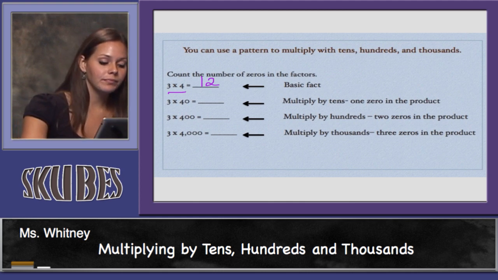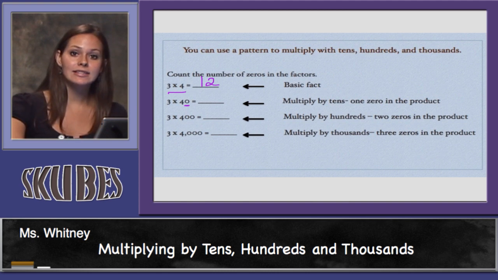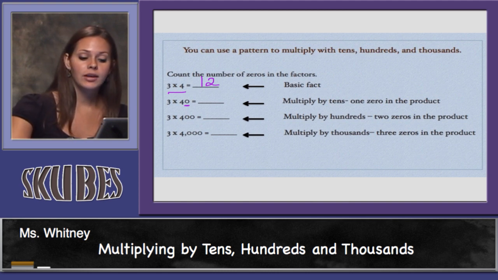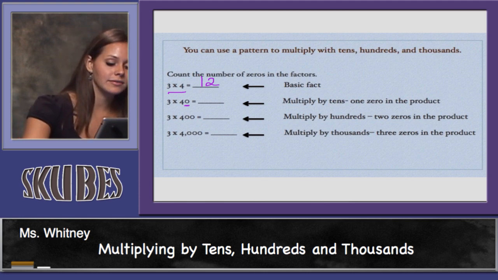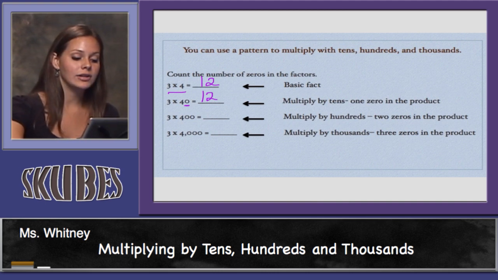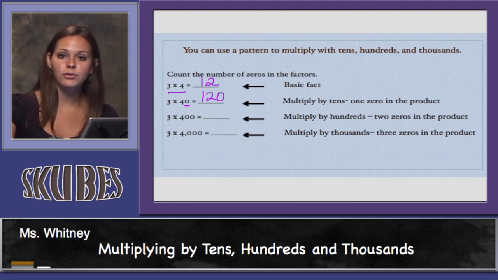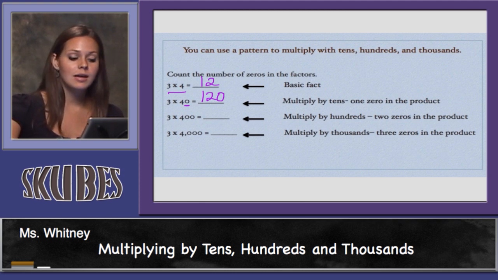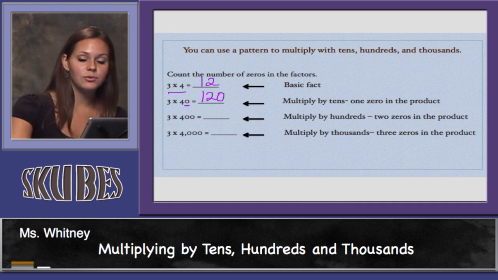For example, 3 times 40, I've just added a 0 to the factor 4. So in my product, I need to add 1 0 to my product. So the answer to my basic fact, 3 times 4, was 12. Now I just need to add a 0 because I was multiplying 3 times 40. My answer is 120.